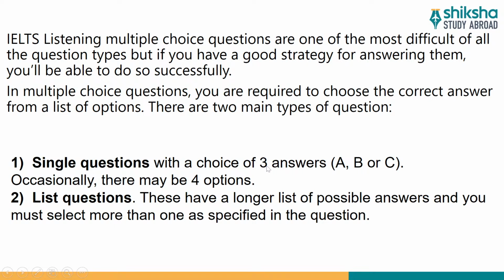Single questions come with a choice of three options, A, B, C. Occasionally there may be four options, whereas list questions have a longer list of possible answers and you must select more than one as specified in the question. So you can see what kind of MCQ question you're getting and which of these two categories it falls into, and then accordingly you can go with your answers.